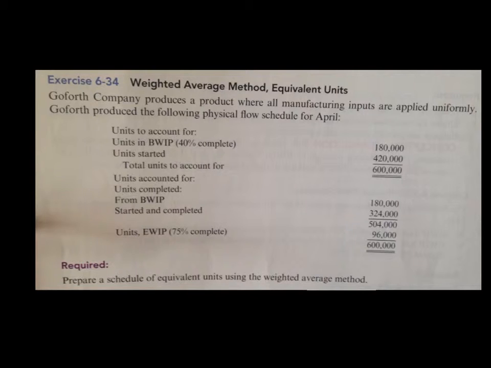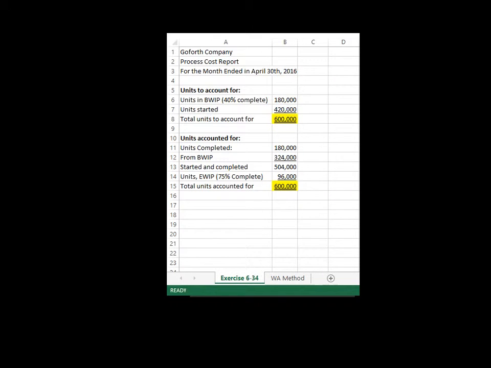In my work in solving this problem, I did one page underlining the problem and another with my answer. In this problem, I used, as in any accounting problem, the who, Go Forth Company, the what, process cost report, and the when, for the month ended April 30th, 2016. I used the year 2016 because that's the closest, and this just happened.